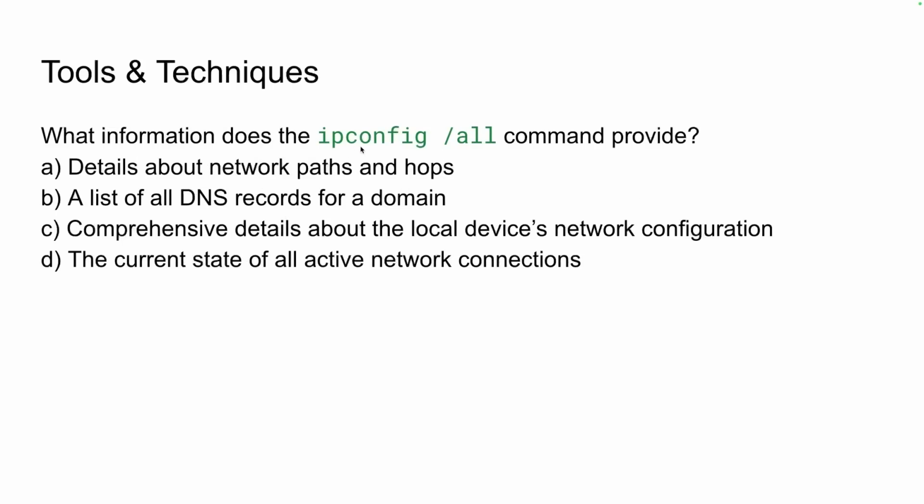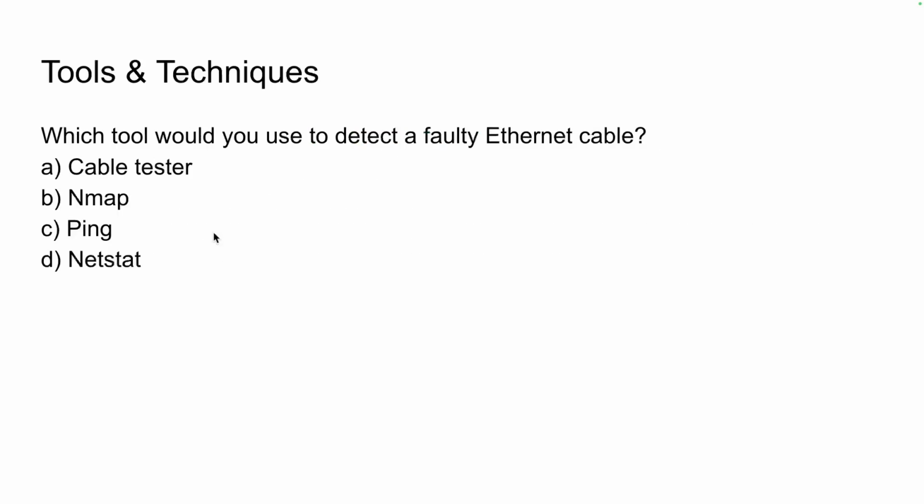What information does ipconfig /all provide? So ipconfig is for Windows machines, and /all gives you all of the data, including all the IP addresses, all the subnets, the IPv4, IPv6, the interfaces, and the IP addresses assigned to them. So network path and hops, no. All of the DNS records for a domain, no. Comprehensive details about the local device's network configuration, that's pretty solid. Current state of all active network connections, that would be netstat. So C is our answer here.